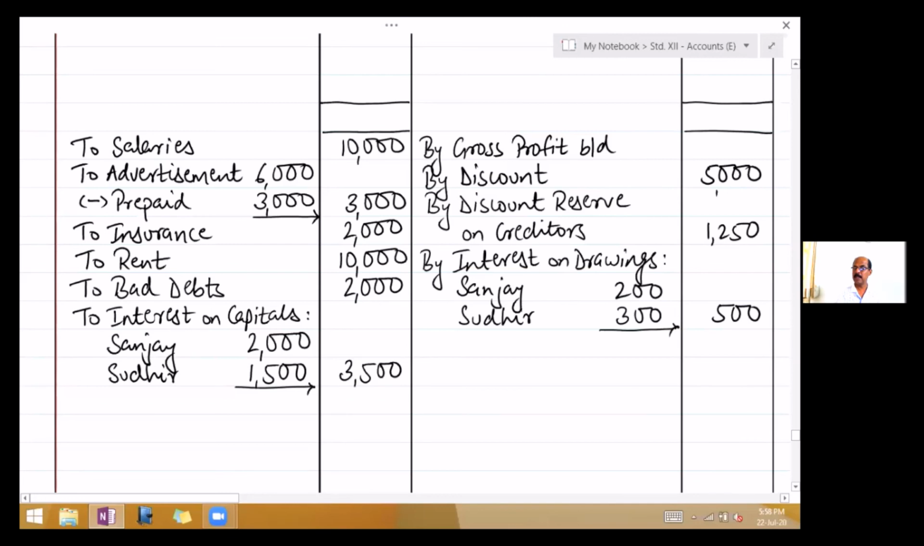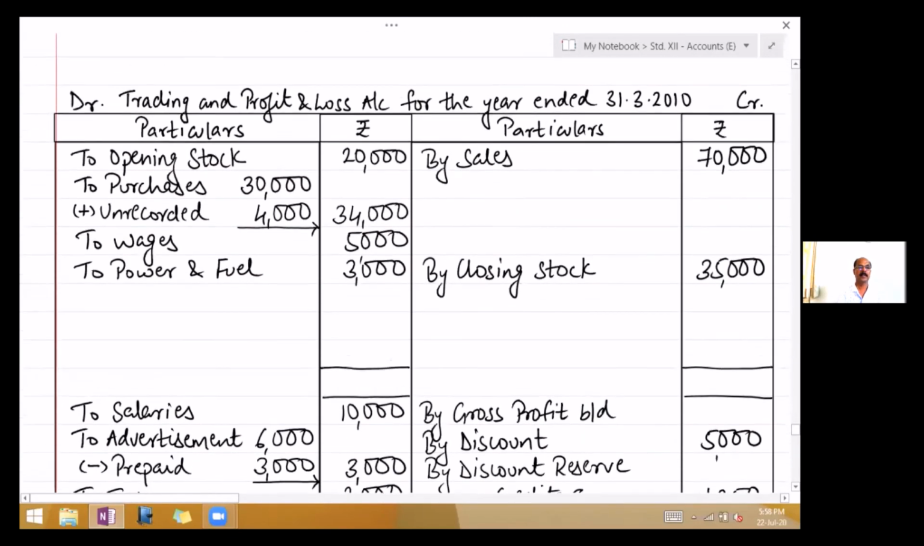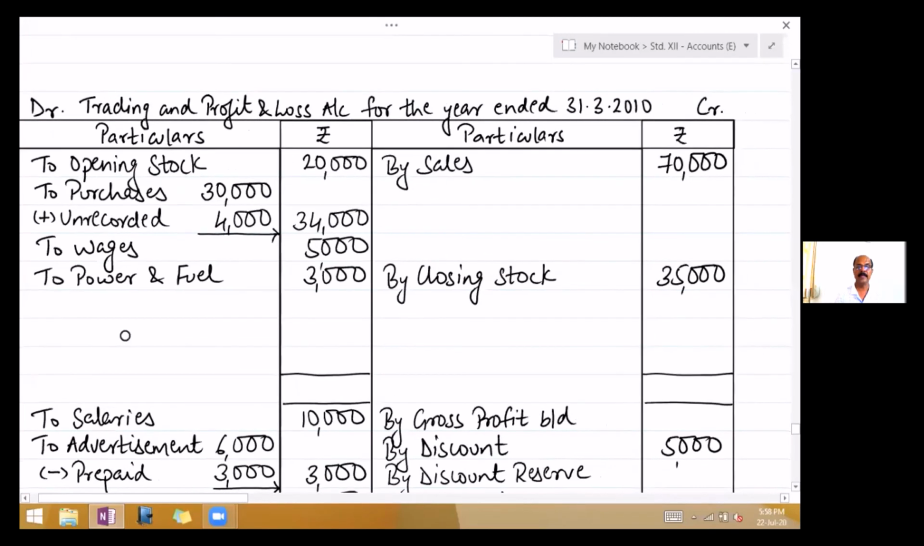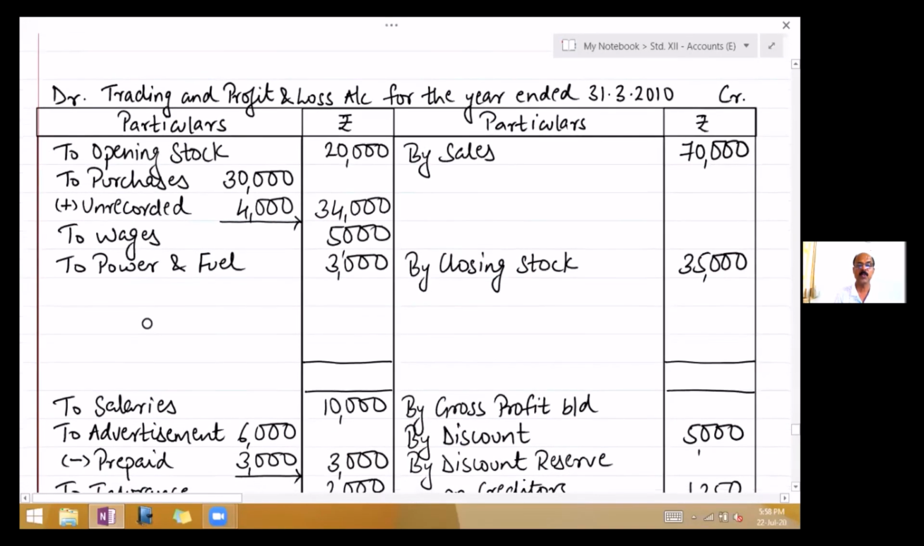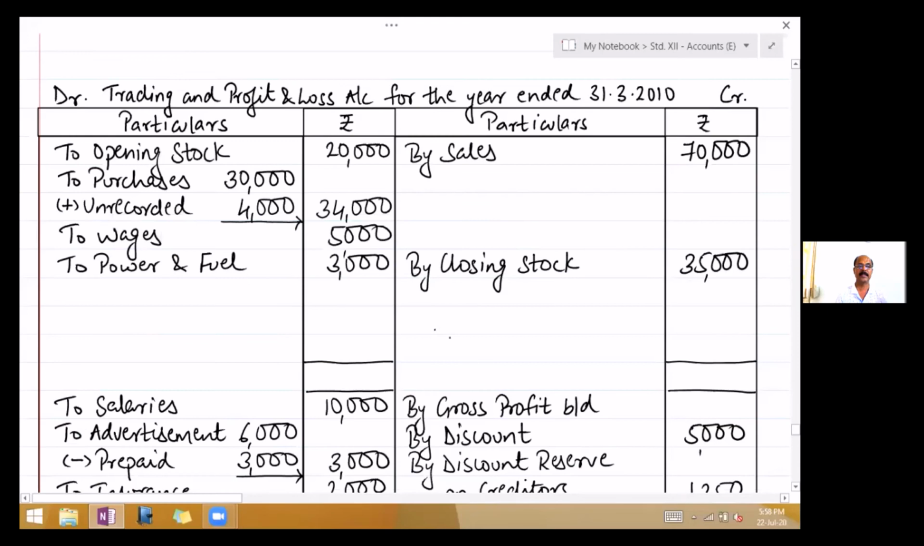So we finished with all the adjustments. Let's close the trading account. So take the credit side total: 70 plus 35,000 is 1,05,000 on the credit side. Write the same in the debit.